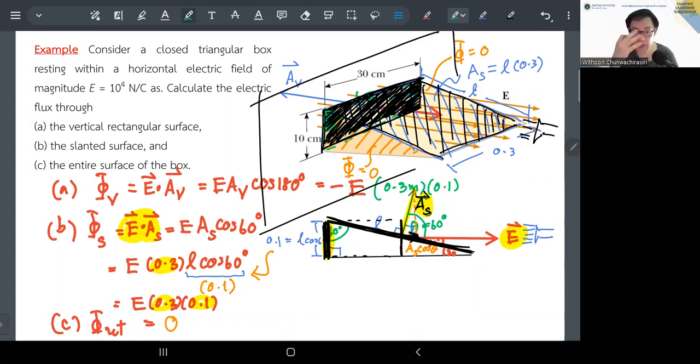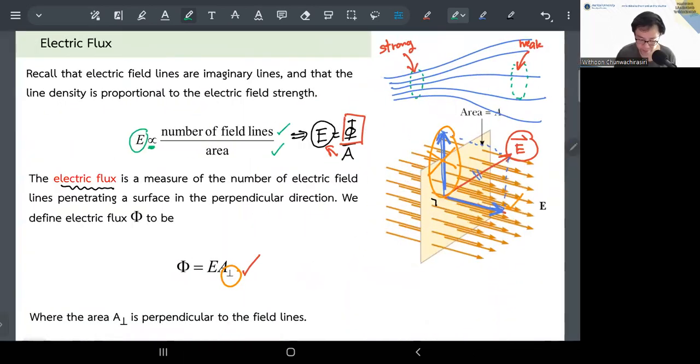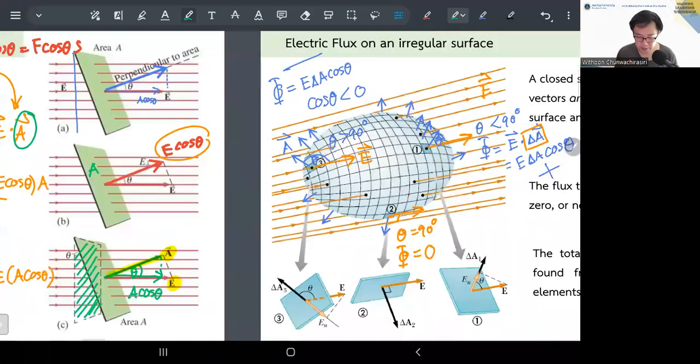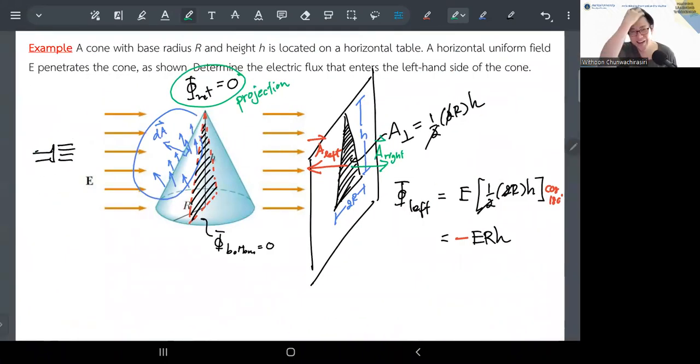I hope this adds an intuitive way of thinking about flux calculations. Everything stems from the idea that we want only the electric field lines that go through, or penetrate, the area in a perpendicular direction. That's why we need this projection of the actual area, because we want just the area that is perpendicular to the E. Everything circles back to the first definition right here. We want just the perpendicular area. I hope this works. If not, just think about it a little bit. It might get better.